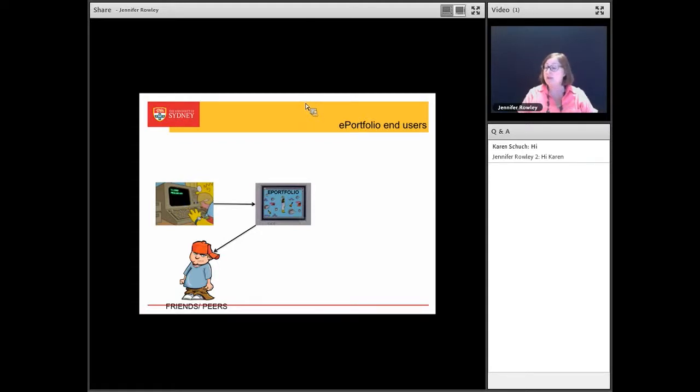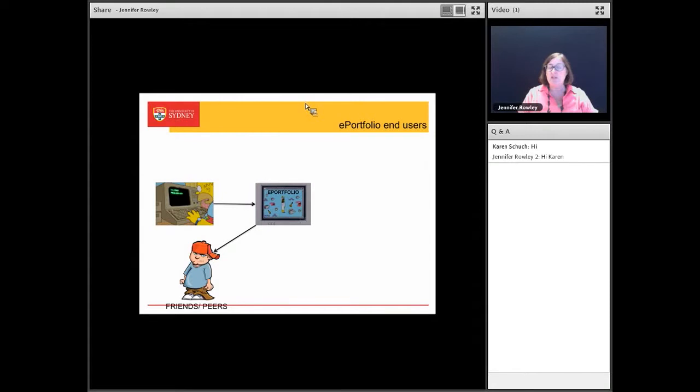I'll give you an example. In our second year, first semester unit of study, we ask our students to create a group electronic poster and to actually store that as evidence in their portfolio. It's specifically on a metaphor of teaching music, and because they're doing it in their individual portfolios, they also get an opportunity to share that with each other.